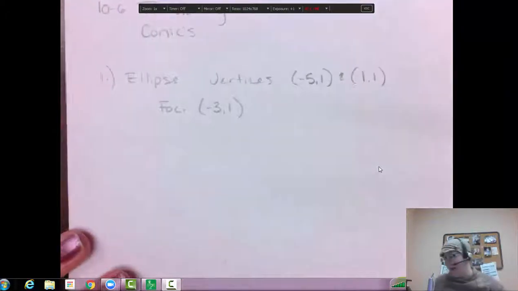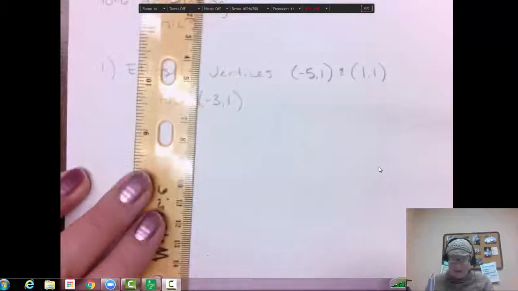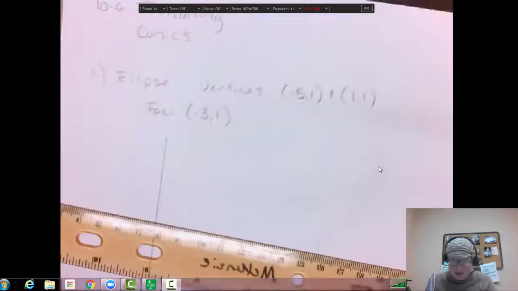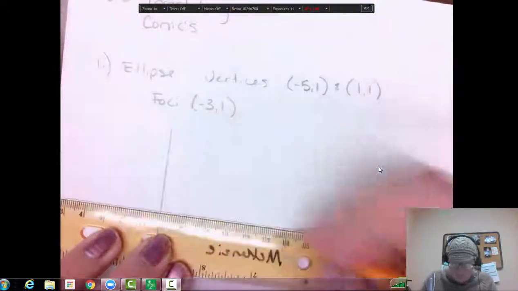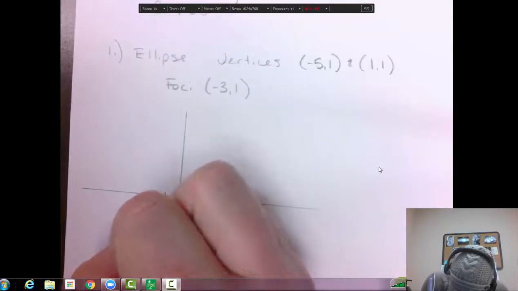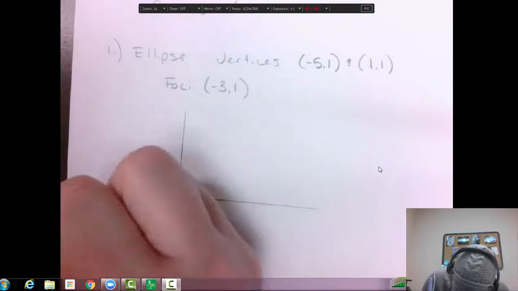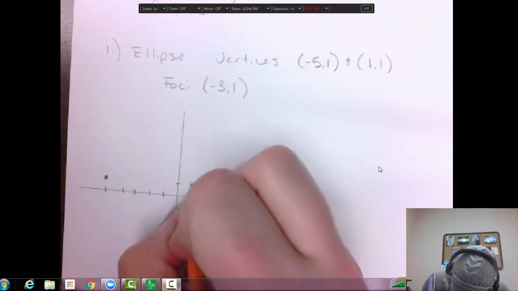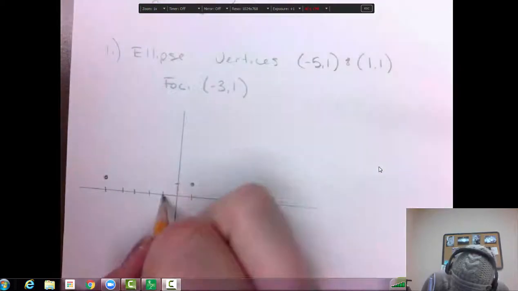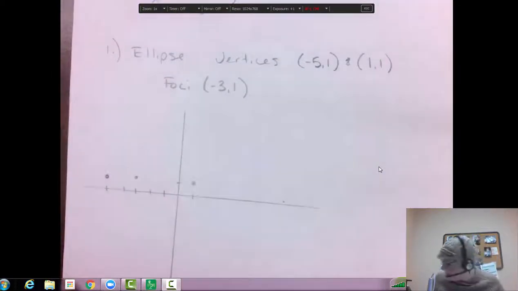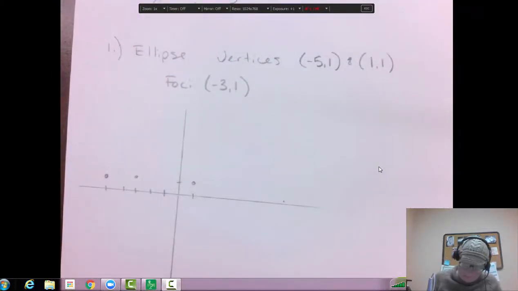Well, let's look at the graph, and that'll help us with what this information tells us and how we can go from just that information to the equation. Now the center will not be at 0, 0, so it's not quite as easy. Our first vertex is at -5, 1, about here, and our next one's at 1, 1. And then that focus is at -3, 1. I want that to stand out, so maybe I'll highlight it. So that's our focus, right?